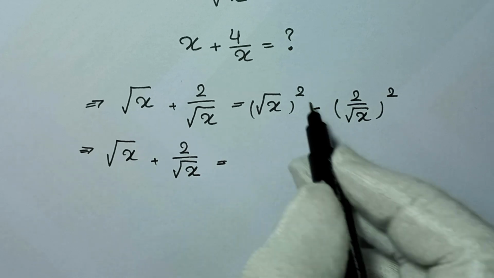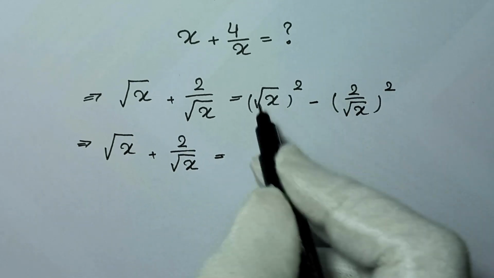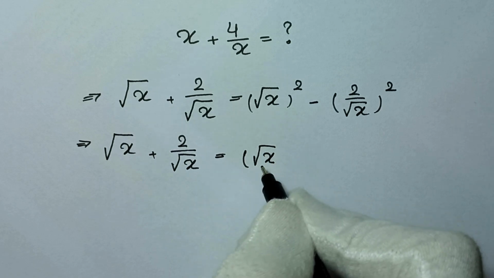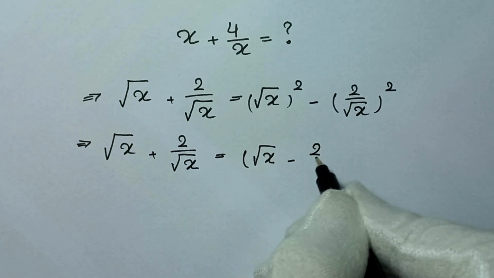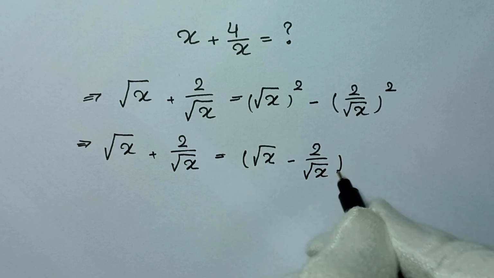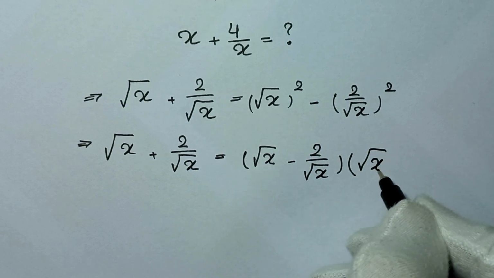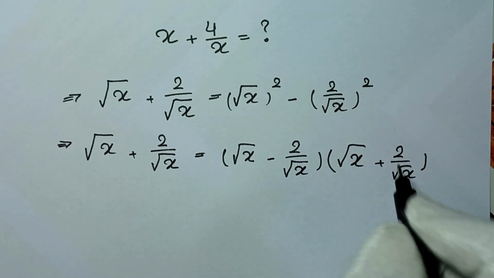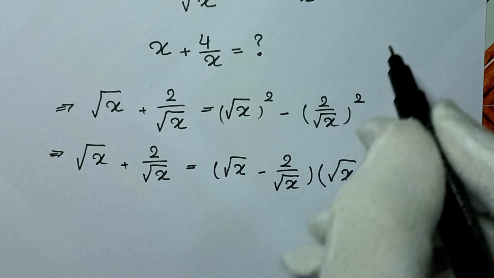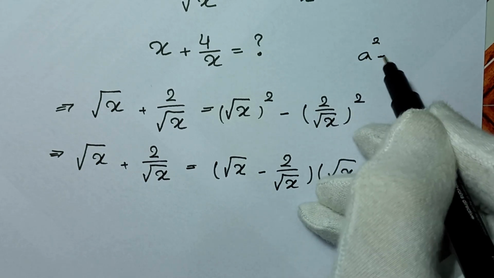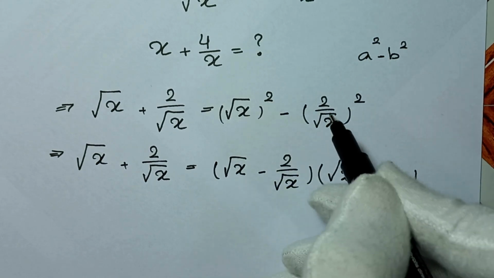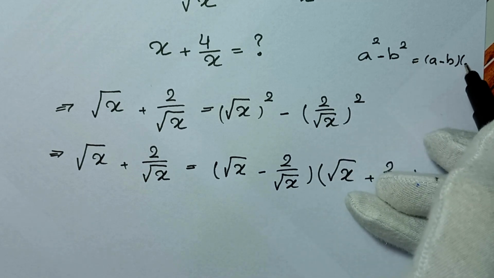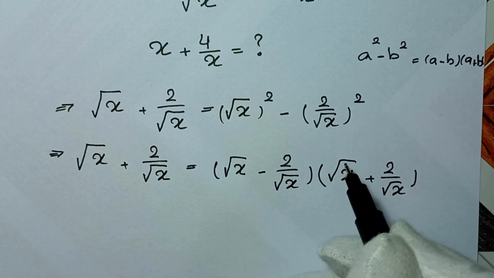to, in here this is in the form of difference of two squares and we can write this as square root of x minus 2 over square root of x times square root of x plus 2 over square root of x, right? In here, this is in the form of a squared minus b squared, right? Square root of x squared and 2 over square root of x squared. And this is equal to a minus b times a plus b.